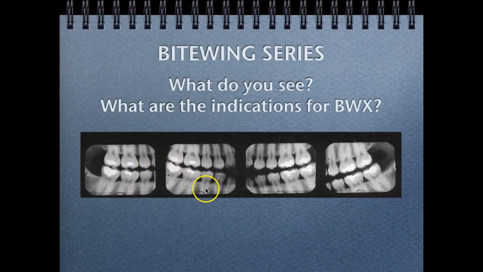For the molar BITEWING and the premolar BITEWING, these are horizontal BITEWINGs, so they're taken with the widest part or the length here. There are vertical BITEWINGs that will be covered in another slide presentation. We're going to focus on horizontal BITEWINGs.